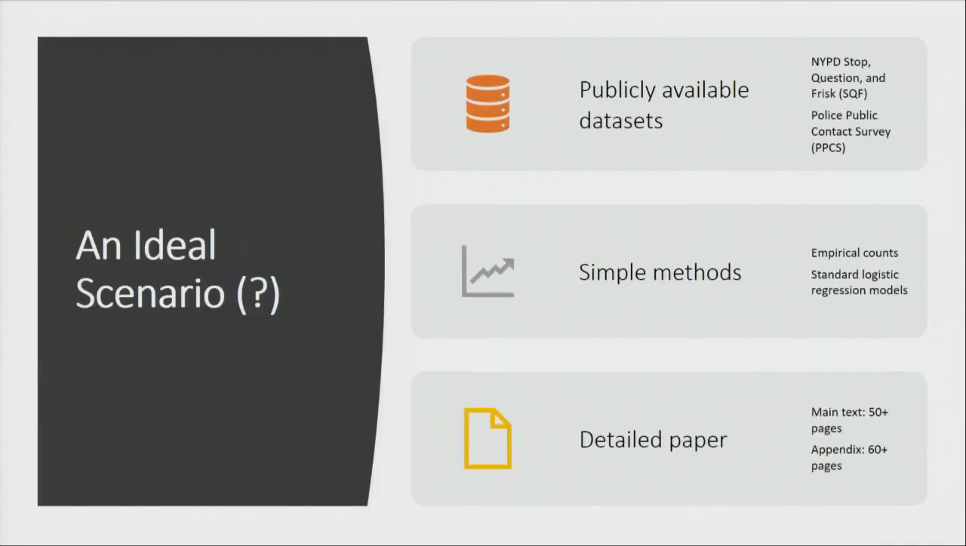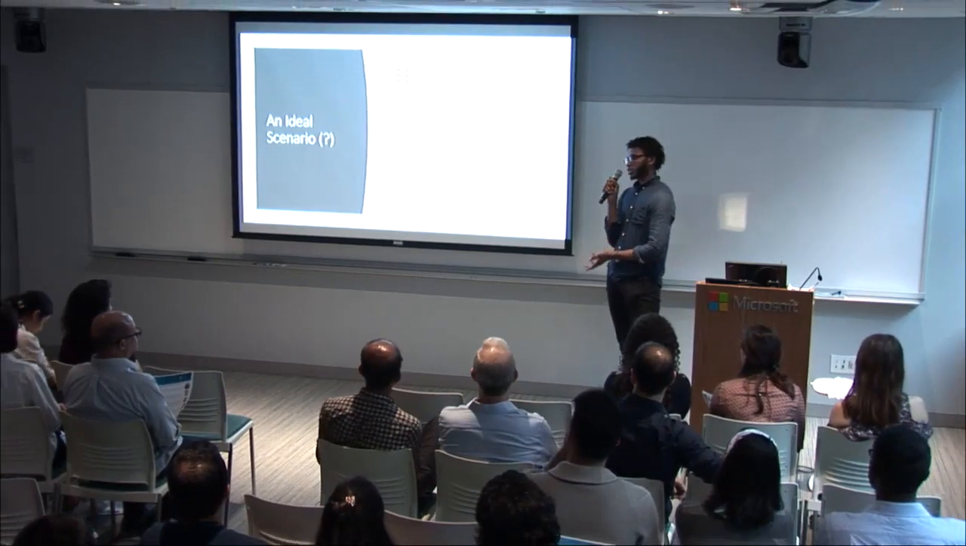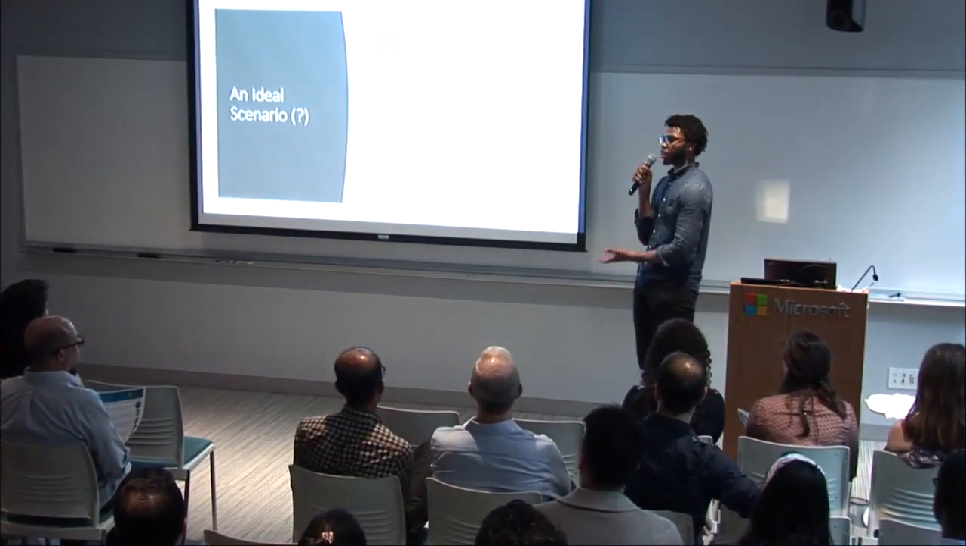Within the paper, there are two publicly available data sets: the NYPD Stop, Question, and Frisk data set, or SQF for short, which looks into police-civilian interaction from a police perspective, and then the Police Public Contact Survey, or PPCS for short, which covers police-civilian interaction from a civilian point of view. The key difference is that the Stop and Frisk dataset is exclusive to NYC, and the PPCS dataset is a nationally representative survey. There were simple methods employed by the paper, counting methods and logistic regression.